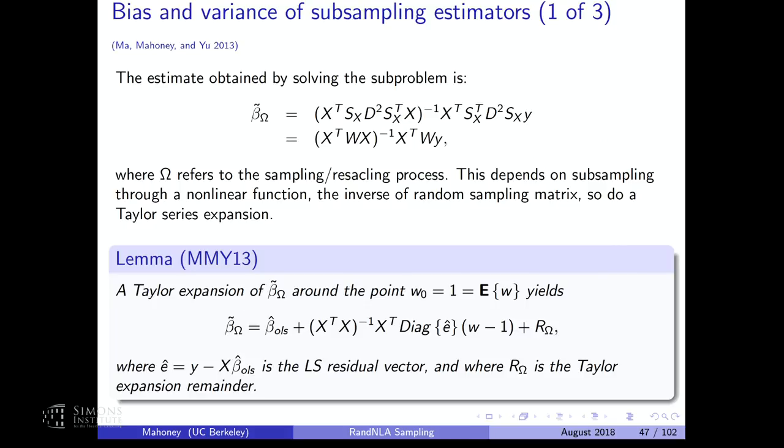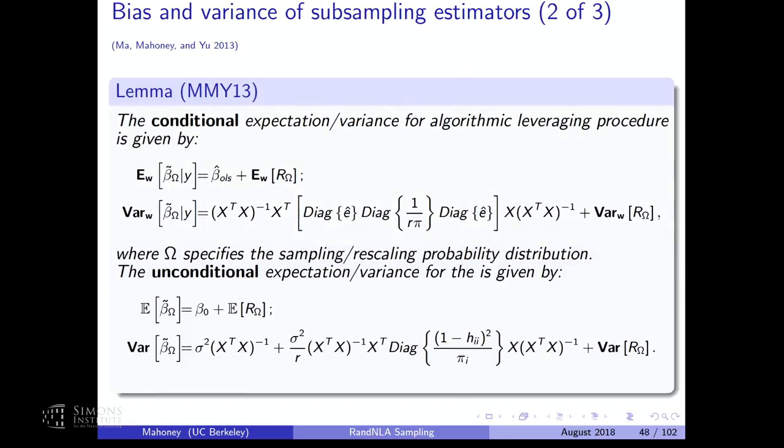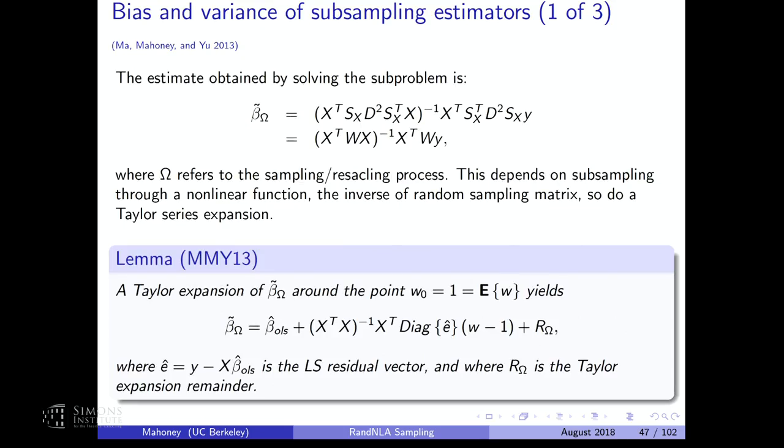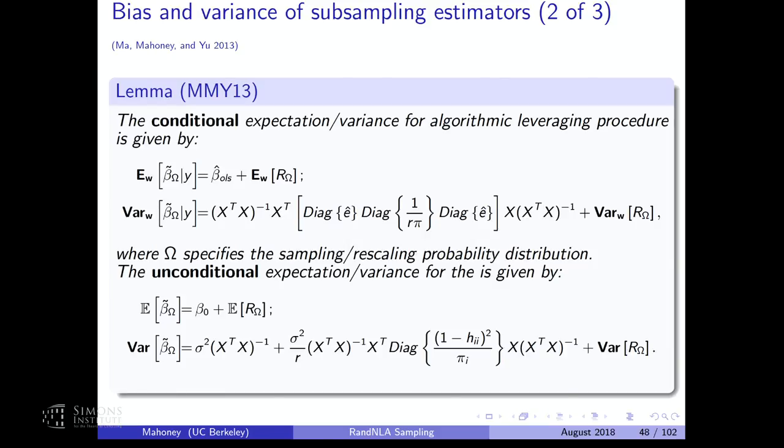So what we have here is an expansion. And so you can say, how good is this in comparison to whatever I might care about? So here's an answer. Given this expansion, you can say, what is the expectation? And the expectation could be conditional on your y vector, or it could be unconditional, and you're going to get two different results. And in the two cases, the expected value is the OLS solution, or the ground truth, plus something.